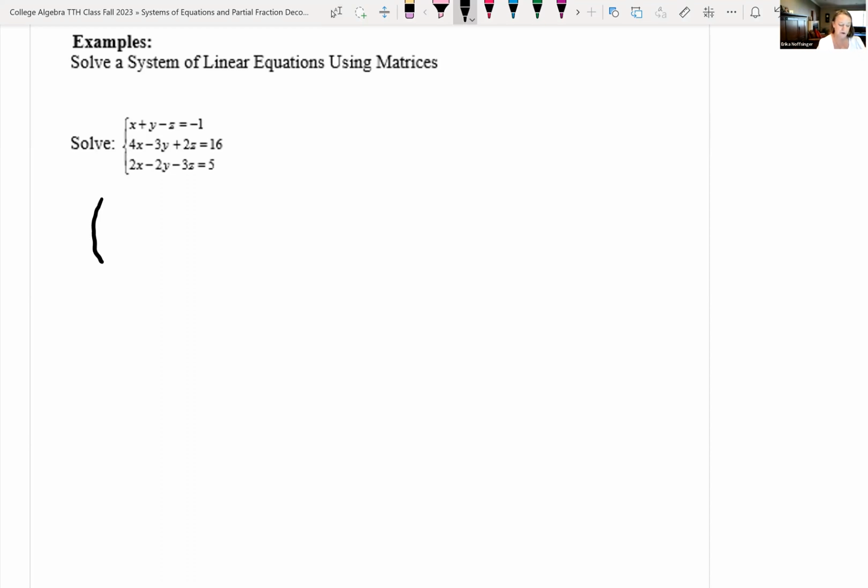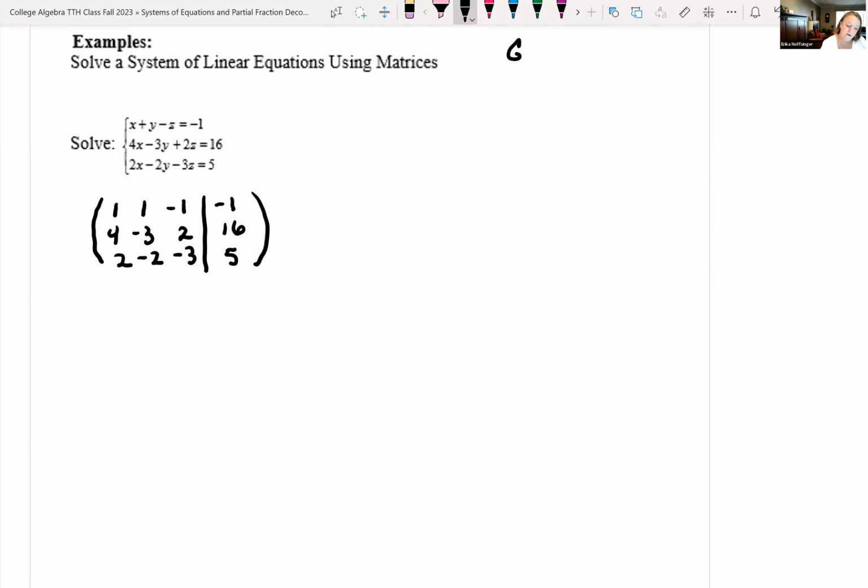So our first row, and I'm making sure all my x terms are lined up, which they are, y terms, which they are, z terms, and then the constant on the other side. So our first row of this augmented matrix is 1, 1, -1. Put your vertical line, and then -1. Our second row is 4, -3, 2, 16. Our third row is 2, -2, -3, and 5.